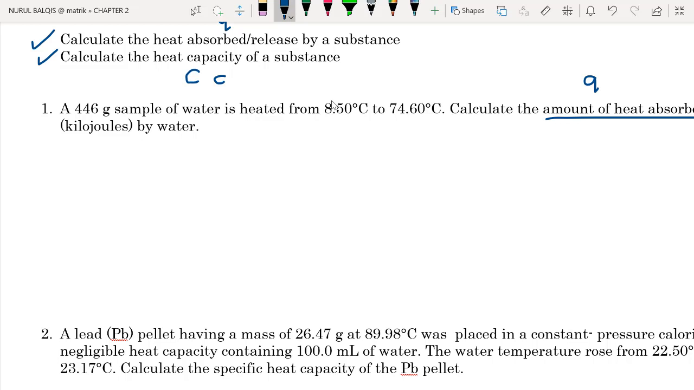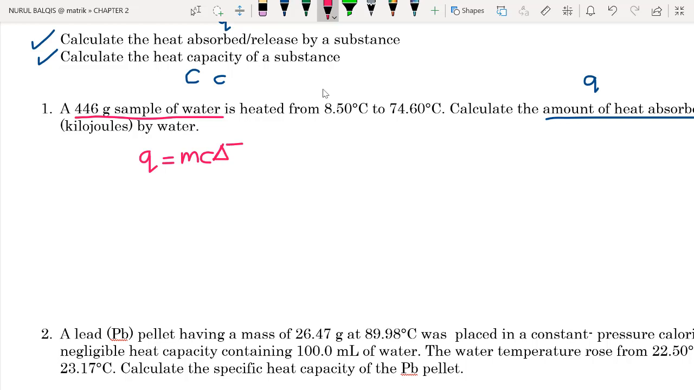So we know that our Q has two types of formula. One is C delta T, another one is MC delta T. So the difference between these two is that in one we have mass, and in the other we have no mass. So for this question, which formula do you think we will use to calculate the Q? Yep, since we have a 446 gram sample of water, we're going to go for MC delta T. So we're going to write Q is equal to MC delta T.